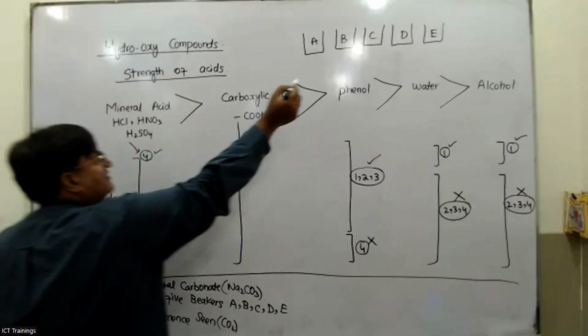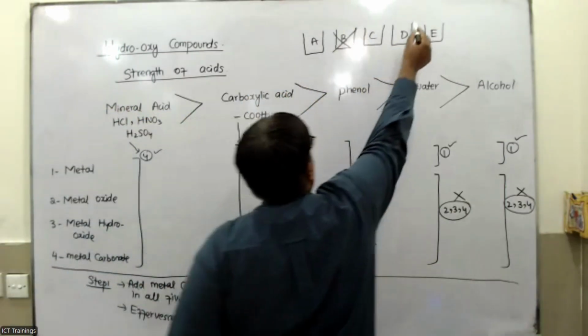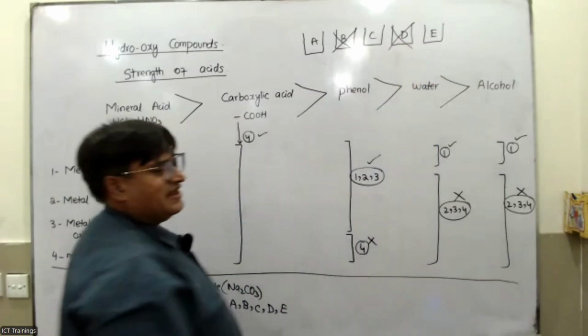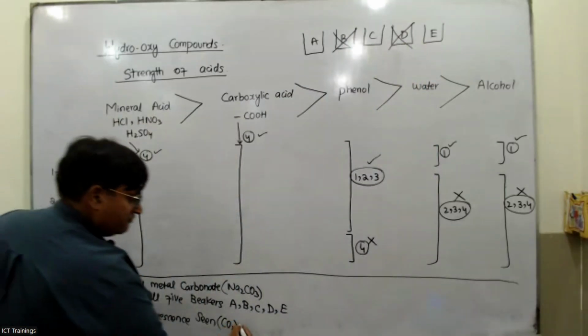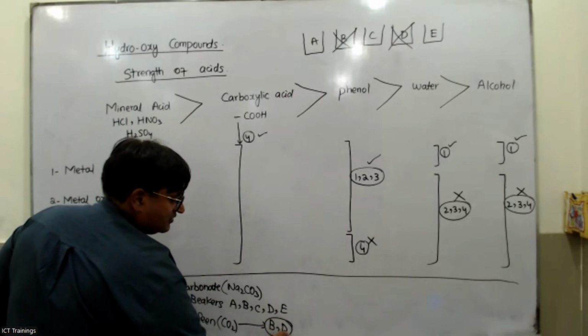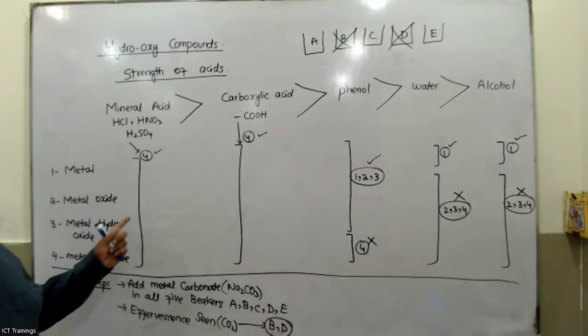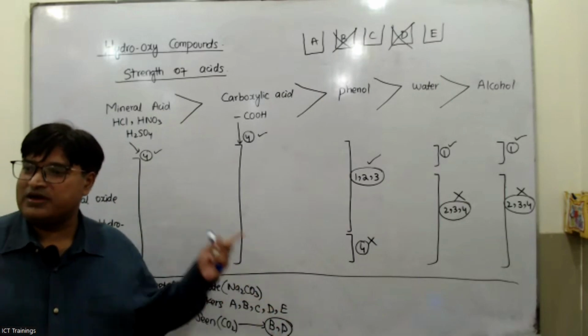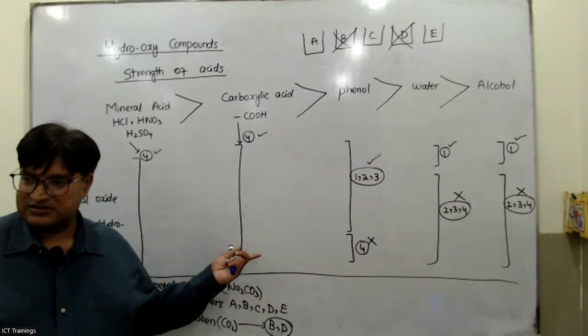So if effervescence is seen, that is because metal carbonates could only react with mineral acid and carboxylic acid. Let's suppose B and D got the effervescence. It means one of them is carboxylic acid, the other could be mineral acid.